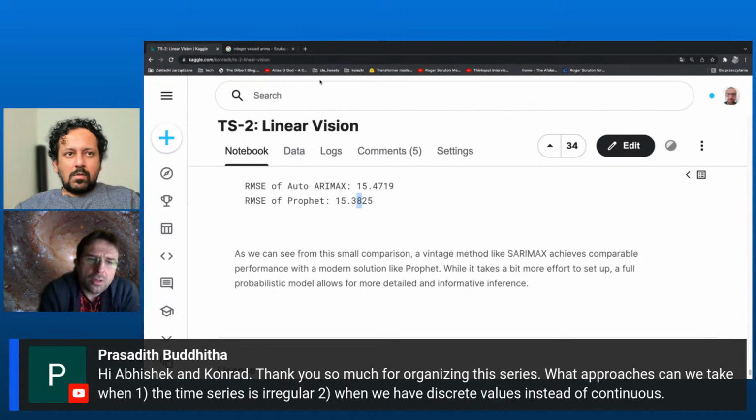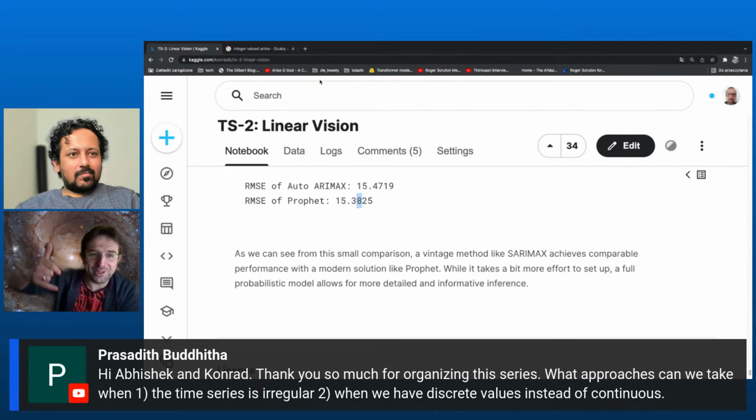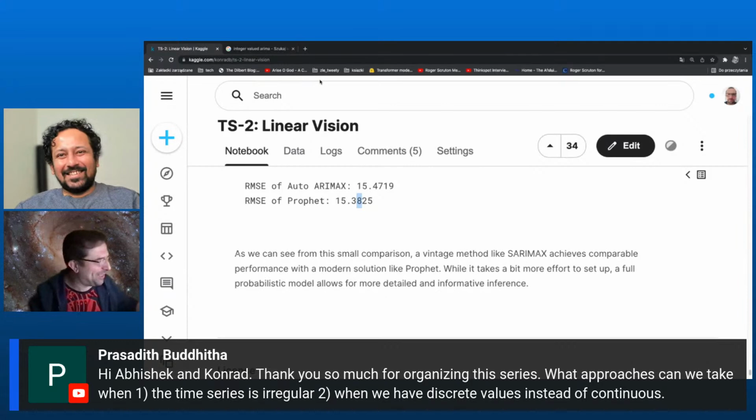Alternative trick, slap a logarithm on it. If something is supposed to be positive only, slap a logarithm on it, model the logarithm values, and then apply exponent on exit. I see Abhishek smiling. Yeah. It's not like I invented that trick for time series.